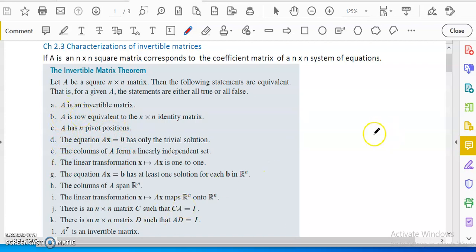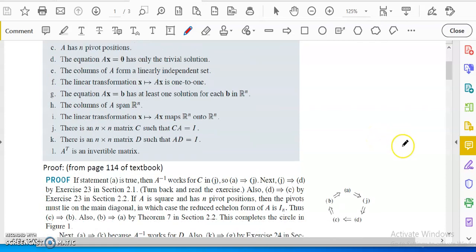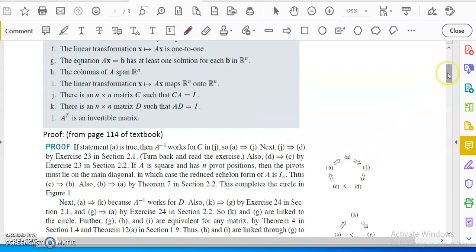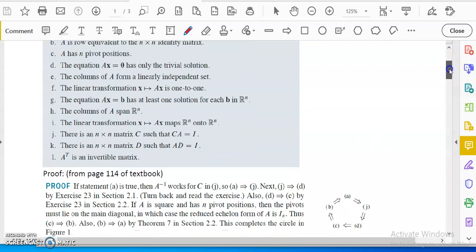In order for them to be all equivalent, the book proves it in several circles. The way we look at it is we don't prove A to B and B back to A. Instead, it's a proof from A to J, then J to D, C, B, A. So let's read through it. A is an invertible matrix. Then there is a matrix C, which is A inverse, such that C times A is equal to I. So that is A to J.